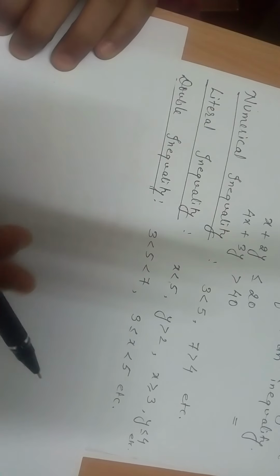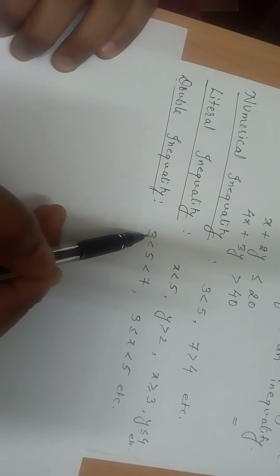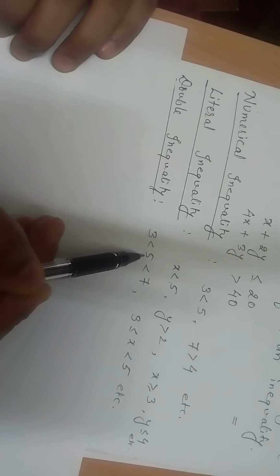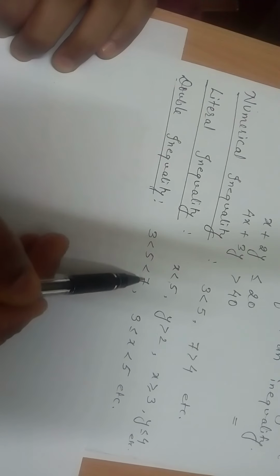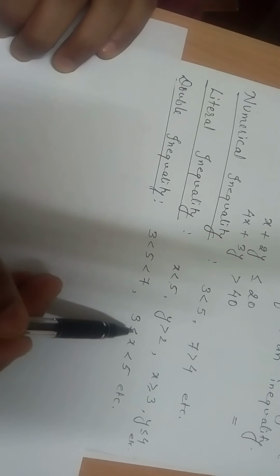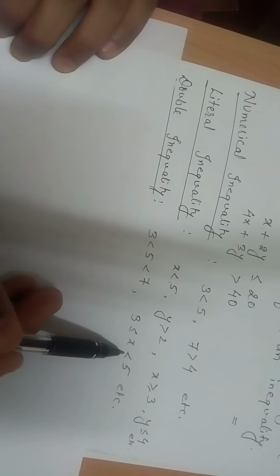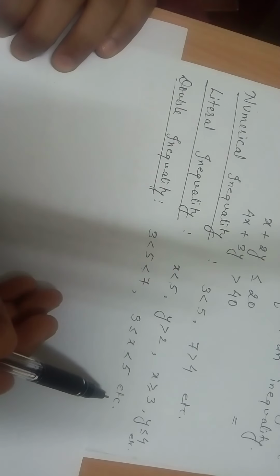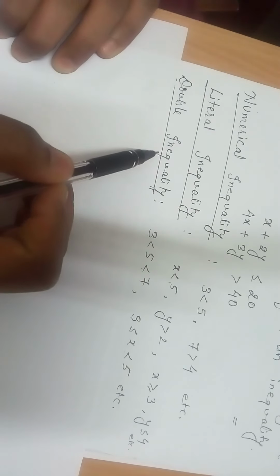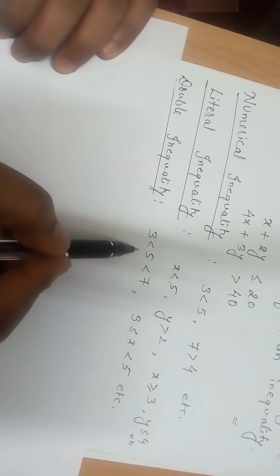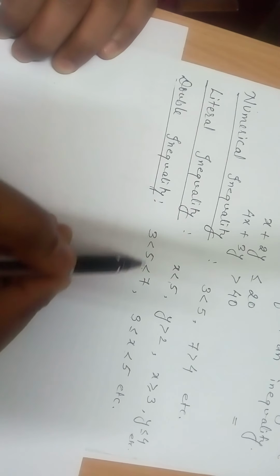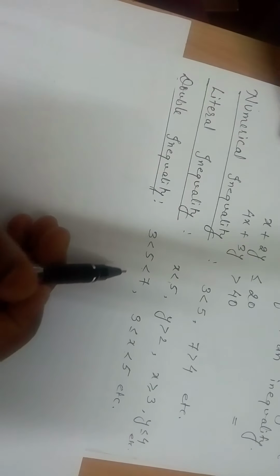Now inequalities like 3 less than 5 less than 7, which we read as 5 greater than 3 and less than 7, or x greater or equal to 3 and less than 5, this type of inequalities are called double inequalities. Why is it called a double inequality? Because we are using two signs, that's why.